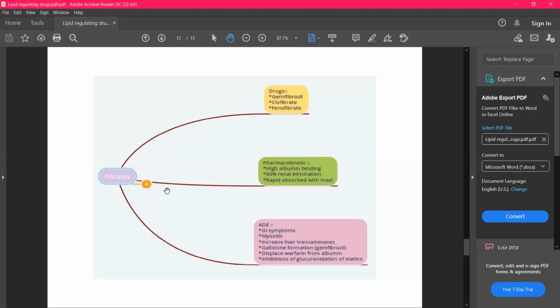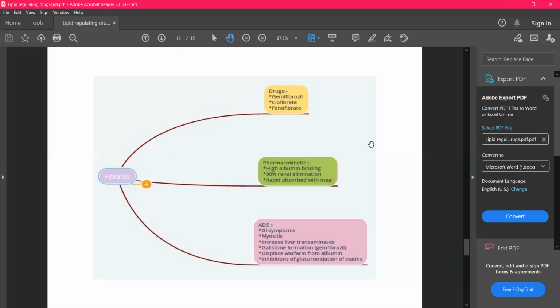So increasing free fatty acid oxidation in liver means it's reducing the chances of cholesterol synthesis. And same thing goes with reduced triacylglyceride synthesis. Okay, right. So pharmacokinetics: there's high albumin binding, 9% renal elimination, and rapid absorption with meals. So what you need to know is, if a patient has renal insufficiency, then better avoid fibrates.